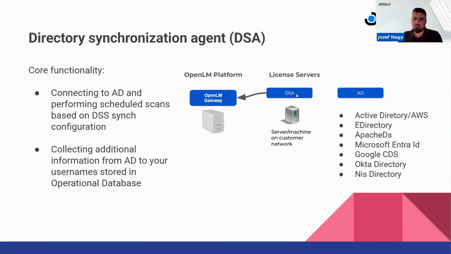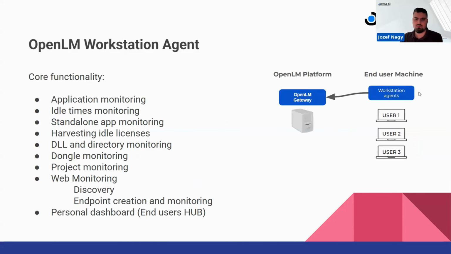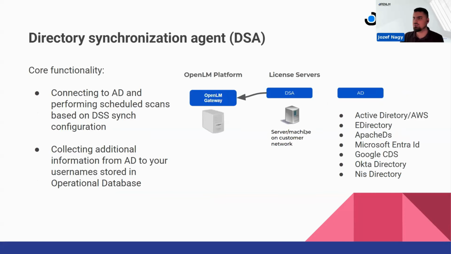So how does it work? Basically, the agent will connect to your Active Directory, and then you set up synchronization in your OpenLM platform. From the OpenLM broker or from the Workstation Agent, you will get just the host name of the application and the username of the user who is using the application. But you will not get additional information like first name, last name, emails, departments, groups, country, and so on.